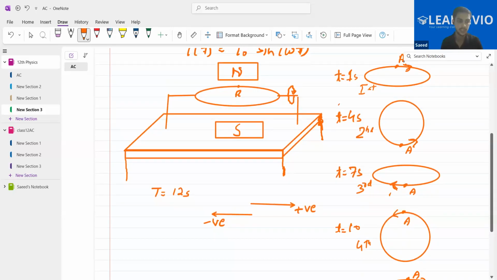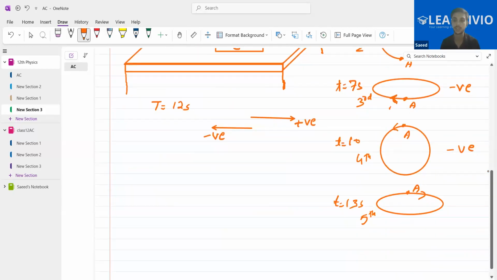Yes or no? Now just answer me this: in this case the current will be treated as positive because of the convention that we had drawn, the arrow here. Yes or no? At the fourth position, the current will again be taken as positive. At t equals 7 seconds, the direction of current will be taken as negative. At t equals 10 seconds, again the direction of current will be negative. Do you agree with me over this?